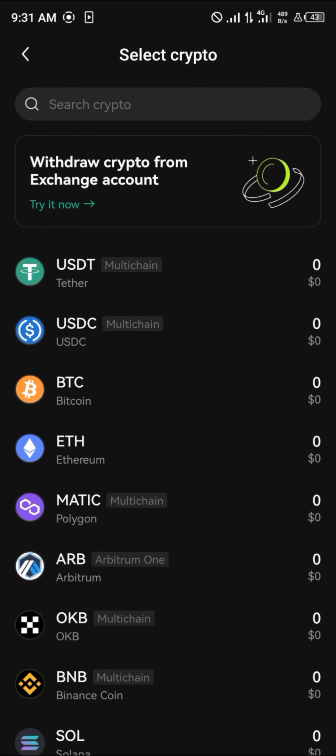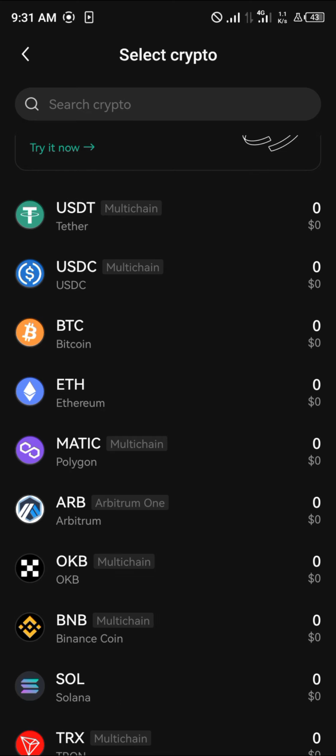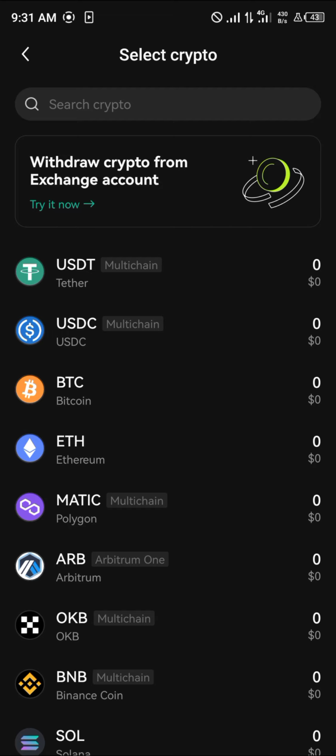As we know, OKX supports over 70 networks, and most of them being testnets and mainnets. You could easily find what you're looking for. So let's say we would like to deposit some Bitcoin or USDC or Ethereum.